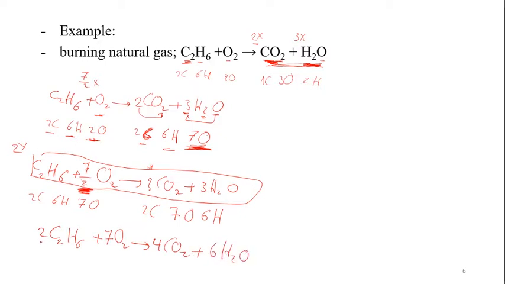Now let's count the number of atoms. I have here 2 by 2, 4 carbons, and here I have 4 carbons. I have hydrogen here, 12 hydrogens, and here 12 hydrogens, and the number of oxygen here is 7, and the total number of oxygen here is 14, because 7 by 2 is equal to 14, and on that side is also equal to 14. And this is the last step.